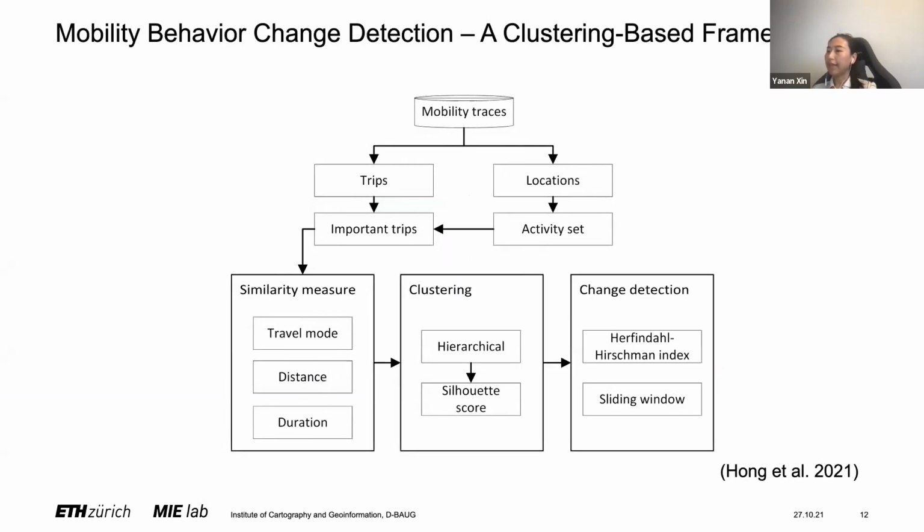The method mainly utilizes a clustering-based framework. So here is the flowchart of the framework. We first extract the most important trips of individuals. This reduces randomness caused by spontaneous trips. We then calculate trip similarity based on the trip level features, including the travel mode feature, distance, and duration. And then we apply hierarchical clustering method using the similarity matrix. This gives us different classes of travel behaviors. Last, we detect the changes in the travel behavior classes over time using 2 methods, a Herfindahl-Hirschman index, HHI index method, and a sliding window method.